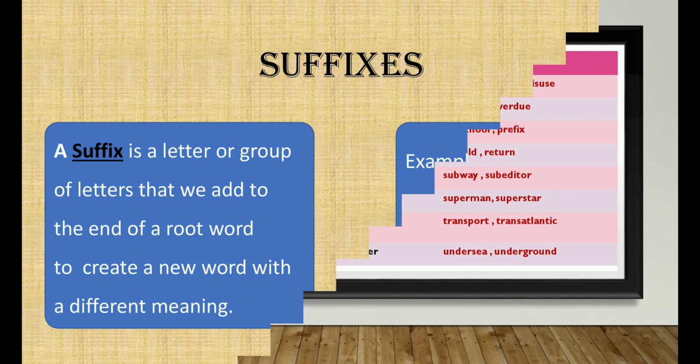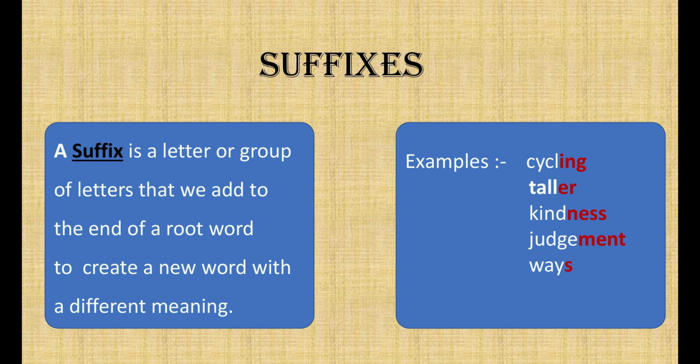Now let's know more about suffixes. A suffix is a letter or group of letters that we add to the end of a root word to create a new word with a different meaning. For example, ing in the word cycling, er in the word taller, ness in kindness, ment in judgment, and s in ways are all suffixes. There are many more suffixes in English language.